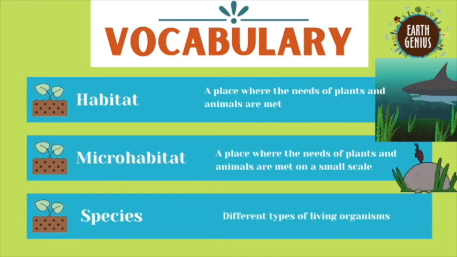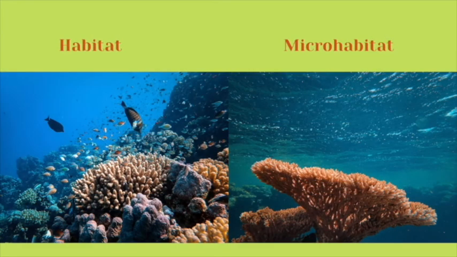A microhabitat is like a miniature habitat, so it's a place where the needs of plants and animals are met on a really small scale. If we want to really think about the difference between habitat and microhabitat, let's use the example of fish in the ocean. Some fish, like whales, have a habitat that crosses practically the entire ocean. They swim so many miles every year. Other smaller fish have a microhabitat, like one single piece of coral that they live in their whole life.